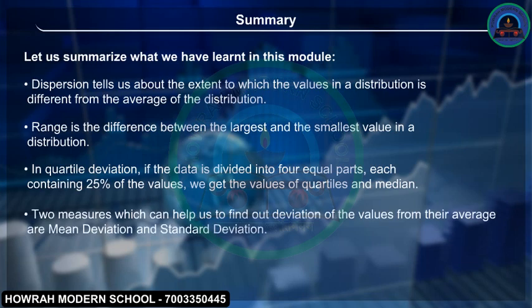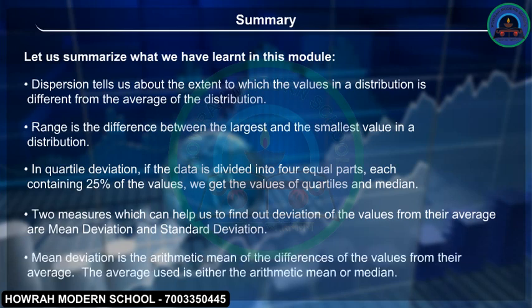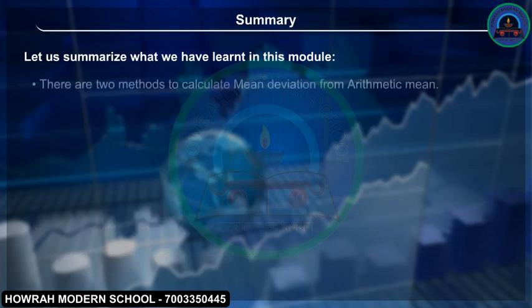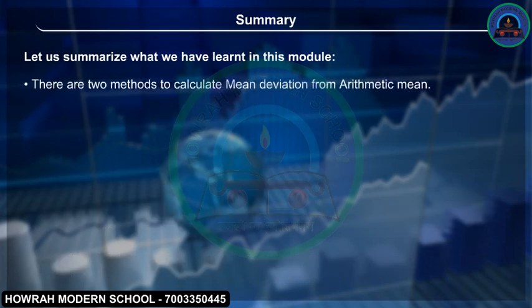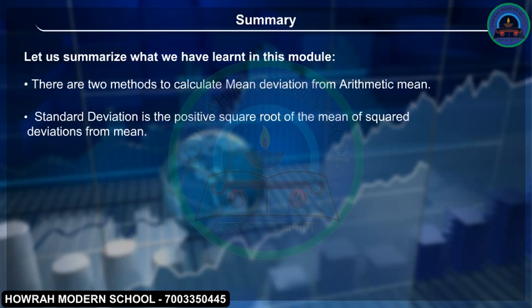Two measures which can help us to find out deviation of the values from their average are mean deviation and standard deviation. Mean deviation is the arithmetic mean of the differences of the values from their average. The average used is either the arithmetic mean or median. There are two methods to calculate mean deviation from arithmetic mean. Standard deviation is the positive square root of the mean of squared deviations from mean.